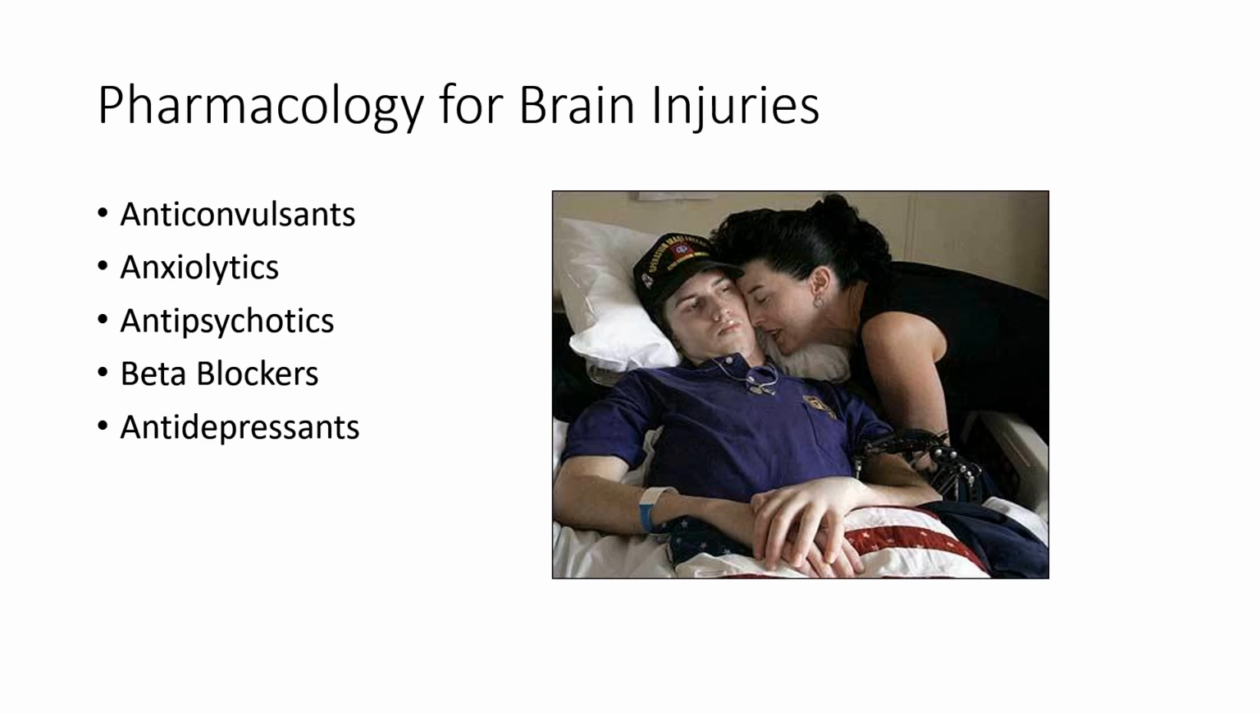Beta blockers like Lopressor or Inderal may also be used for behavior management to decrease the sympathetic nervous system responses that develop later in the rehab. And they may need antidepressants, again, to manage agitation and aggression. And these would be the SSRIs or SSNIs.